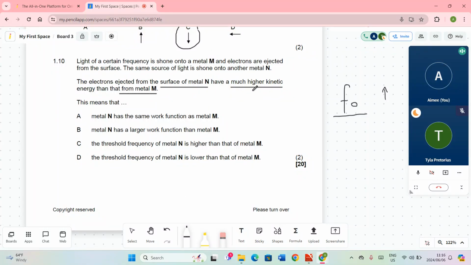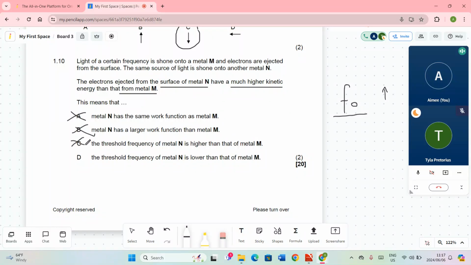It means if they have a much higher kinetic energy, it means that metal N has got a lower threshold frequency and metal M has got a higher threshold frequency, because the increase in frequency from the threshold frequency will translate to metal N's electrons having way more kinetic energy. So this means that metal N has the same work function as M? No. Metal N has a larger work function than M? No. C, the threshold frequency of metal N is higher than that of metal M.